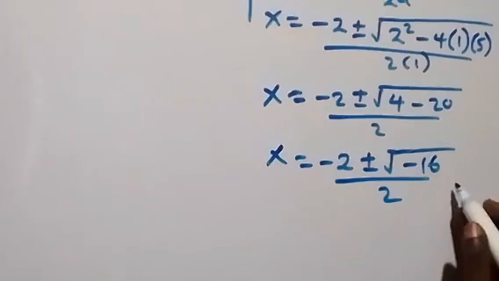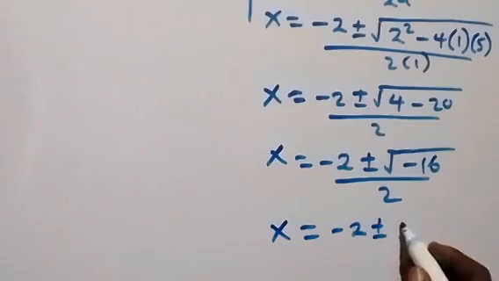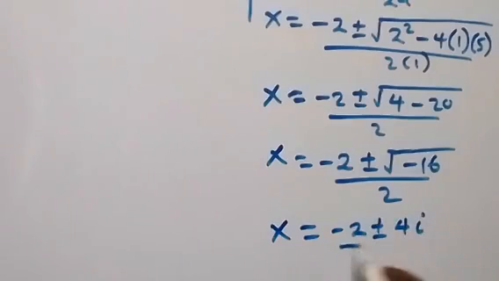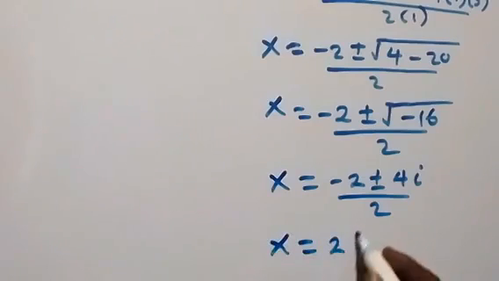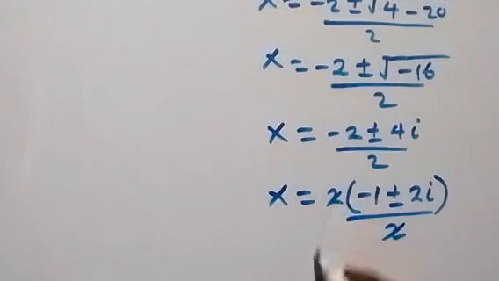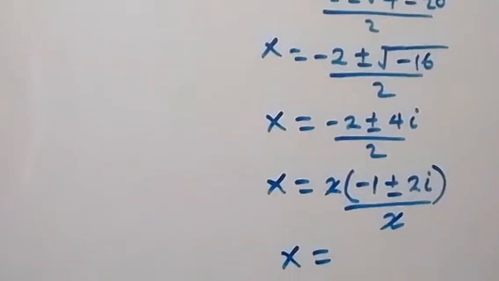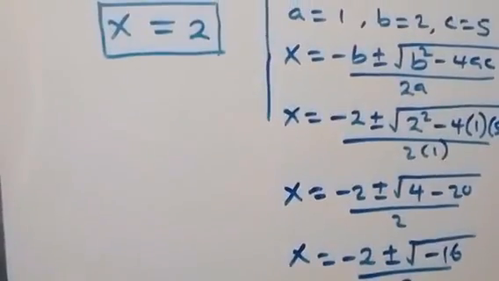And here, root minus 16 is the same thing as 4i. So we have x equals minus 2 plus or minus 4i over 2. Here you can write this as x equals 2 into bracket minus 1 plus or minus 2i, over 2. Here these two we cancel out and we have x equals minus 1 plus or minus 2i. So we have two complex solutions from here, and it implies that altogether we have three solutions.